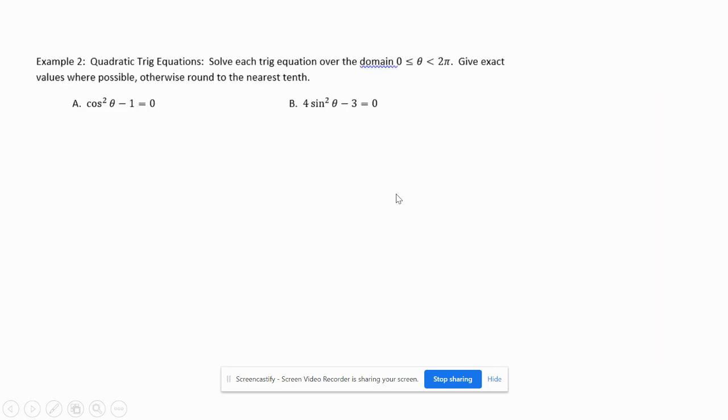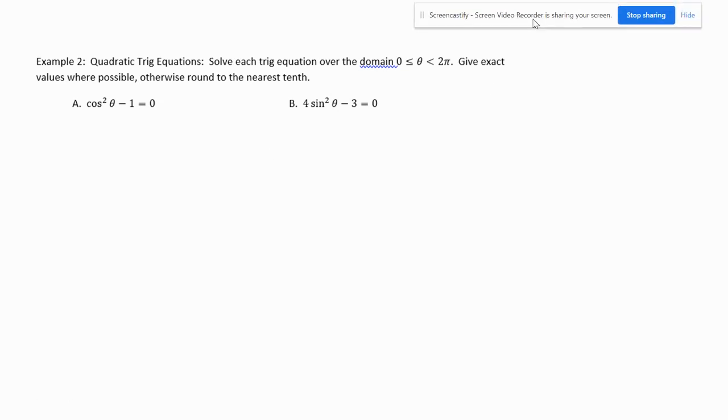Okay, so example 2, similar ideas. The first example was called linear trig equations. Now we have quadratic trig equations. All that means for quadratic is that we have an exponent of 2, so we're squared in here, and we have to be careful that we're doing the right things with our squared.